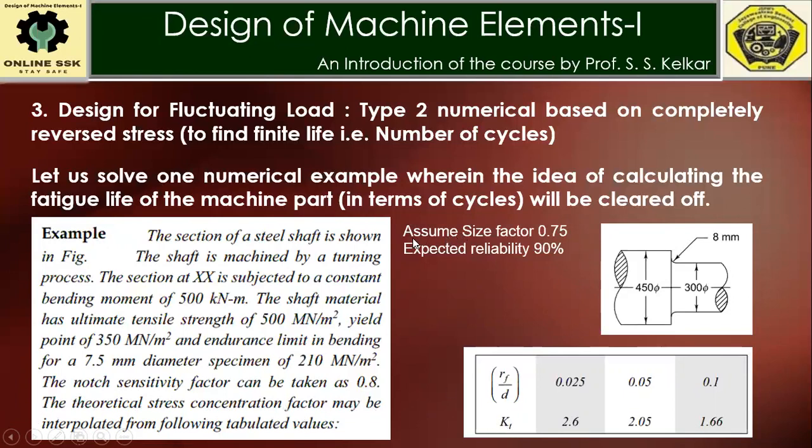Also, they have specified the size factor, that means KB, as 0.75. Reliability expected is 90%. So based on this 90%, we shall be in a position to calculate KC, the reliability factor. Now let us discuss what is the meaning of this. The 7.5 millimeter diameter specimen is the standard specimen which is tested on R.R.